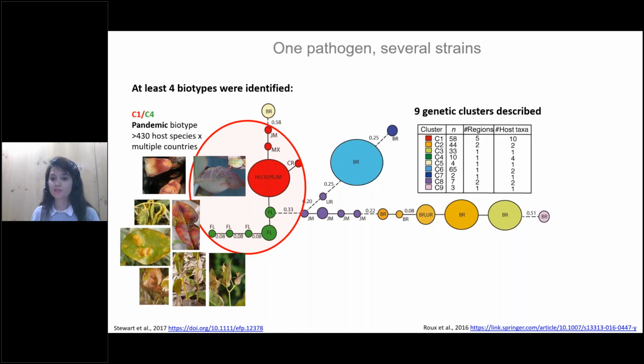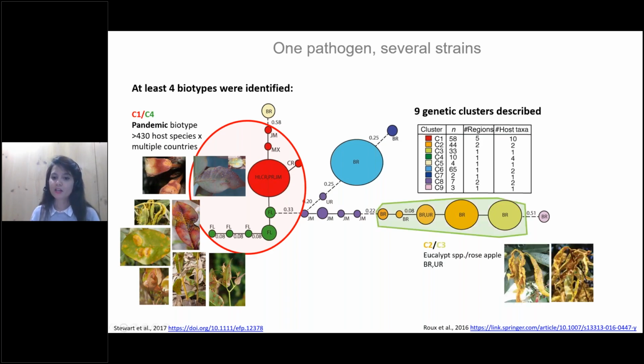This biotype is referred to as the pandemic biotype, and it is the one that is found in Australia, in New Zealand, and in New Caledonia. The second biotype is comprised of the clusters C2 and C3, which infect eucalyptus species and Syzygium jambos in Brazil and Uruguay.